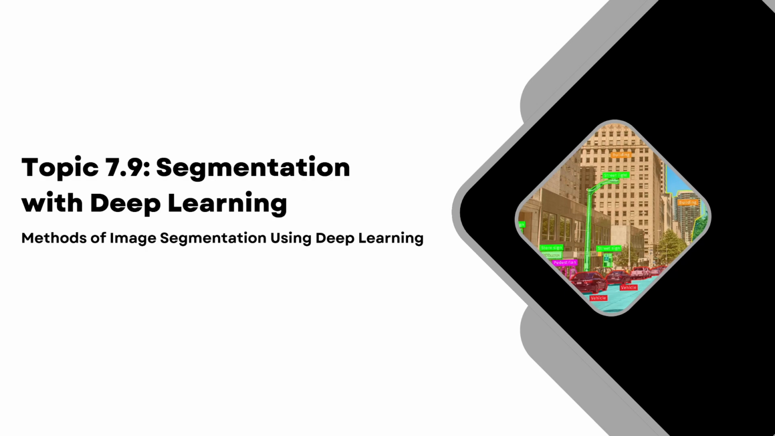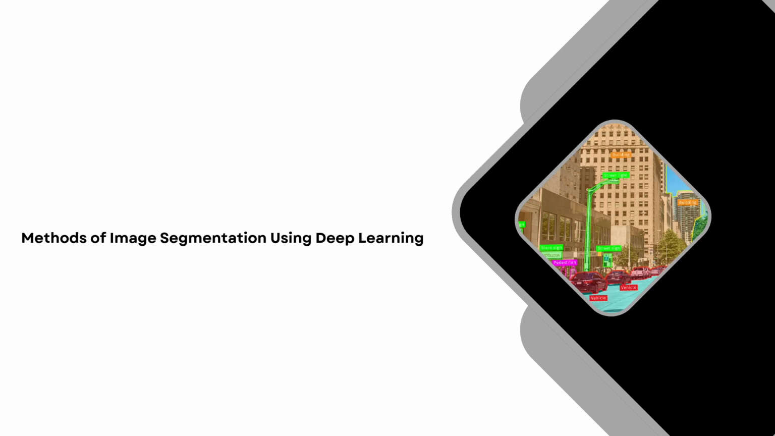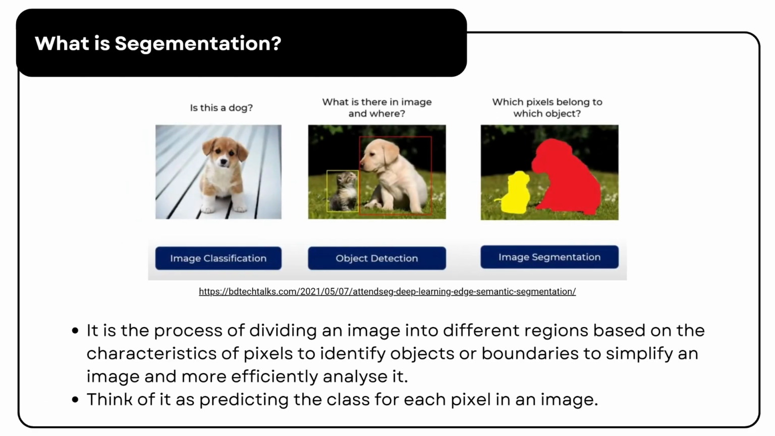Okay, now we are on the last topic of topic 7, which is segmentation with deep learning. So let's begin with understanding what image segmentation is and how it differs from related tasks like classification and detection.